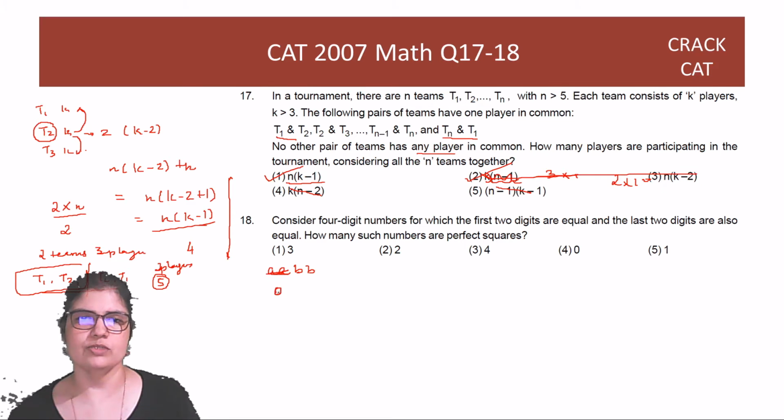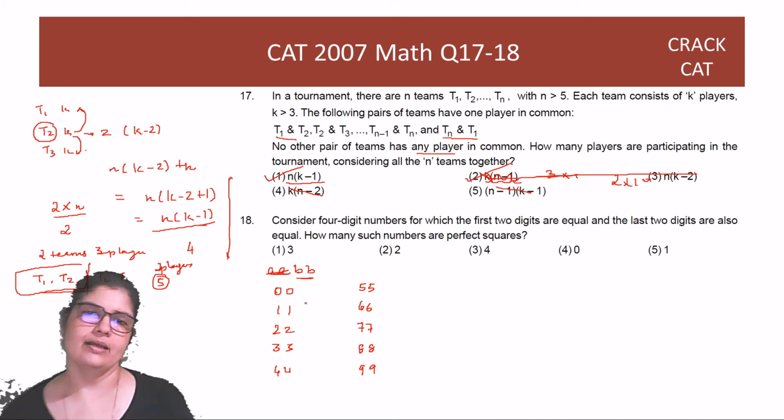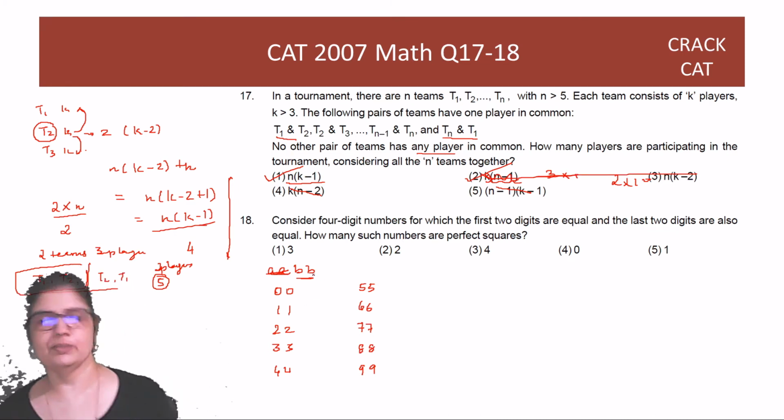It can be 0 0, it can be 1 1, it can be 2 2, 3 3, 4 4, right? It can be 5 5, 6 6. This is for BB guys. We are focusing है BB का क्या वैल्यू हो सकता है? 7 7, 8 8 and 9 9. These are the 10 possible values for BB.